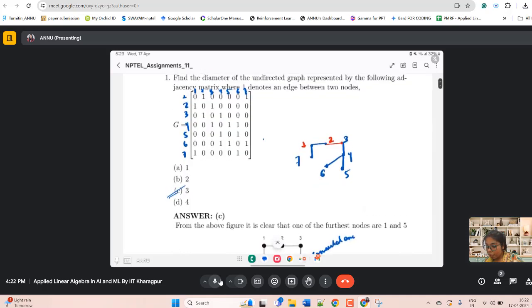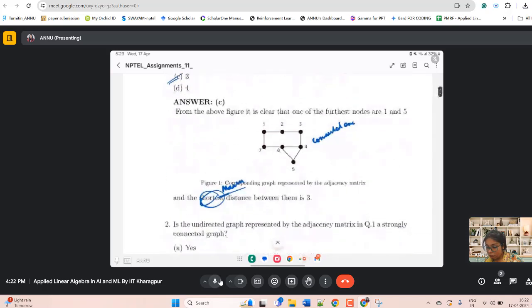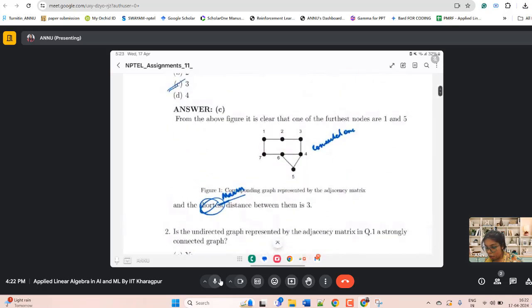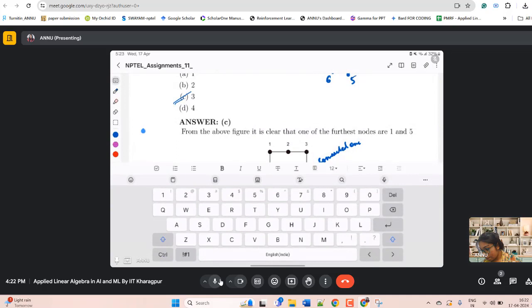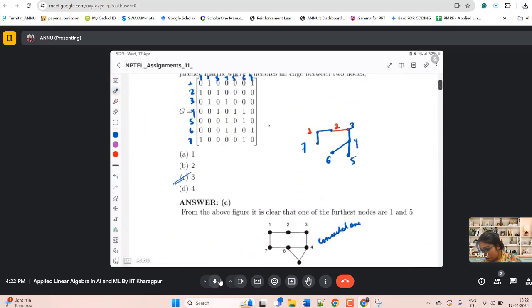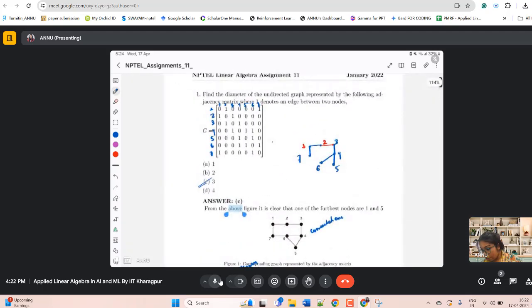So we need to make a graph like this, and we have to calculate the shortest distance between 1 and 5. Okay, the nodes are these. So 1 and 5, the shortest distance between them. Okay, 1, 2, 3. So we need to calculate the shortest distance.